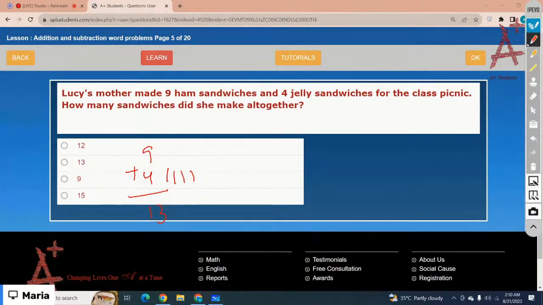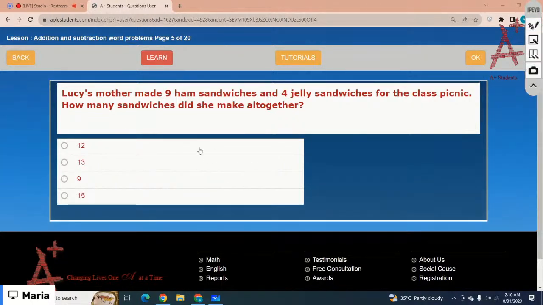So the correct option is 13. So just select the correct option, then click on the OK button.